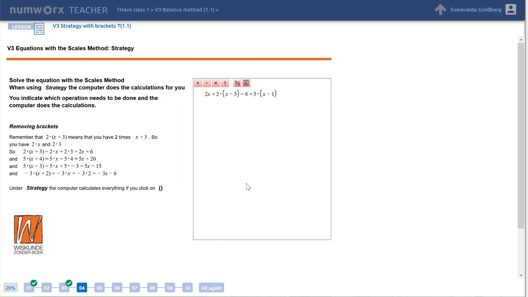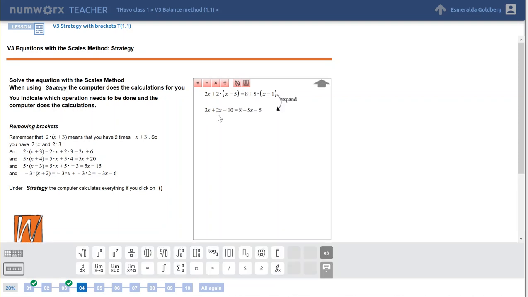Here we see an equation that's a little bit more difficult. Again, it has 2 pairs of brackets. And there's more on the left-hand side as well as on the right-hand side. To remove these brackets, again, we press this button here and we'll multiply 2 by x and 2 by minus 5. And we'll multiply 5 by x and 5 by minus 1.